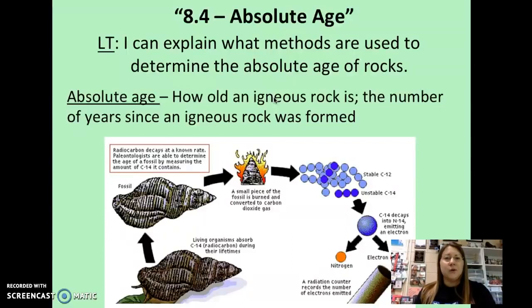So igneous rocks are going to be formed from lava or magma cooling. The absolute age is the number of years since an igneous rock was formed. And as we're examining absolute age, you can also look at the radioactive material that can be found in isotopes. That will give you an indication of the age of fossils.